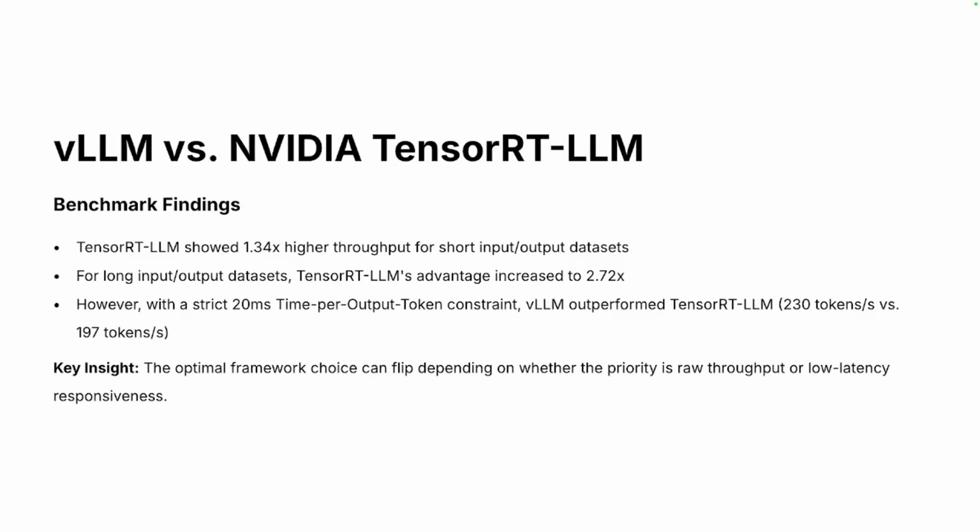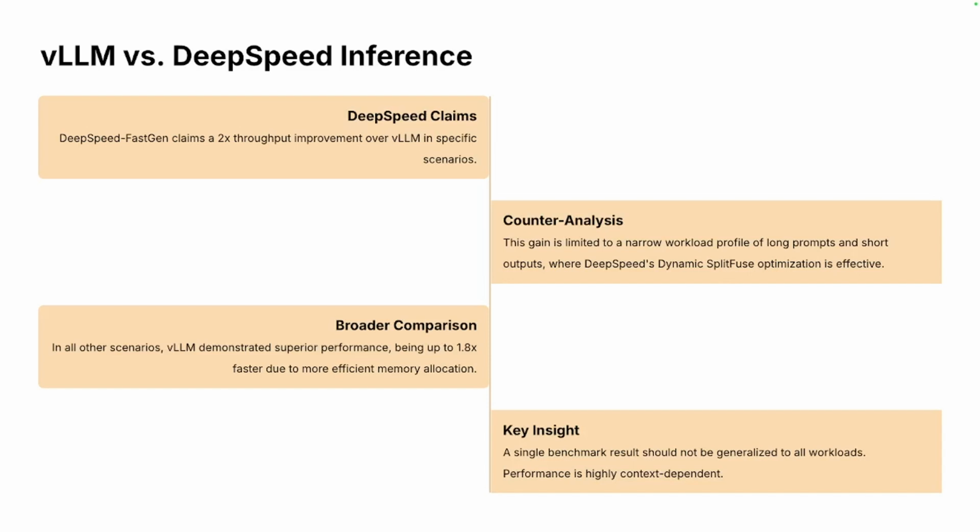So the takeaway from this benchmarking was that the optimal framework depends again on the use case. If you are serving long documents or prioritizing throughput at scale, TensorRT-LLM may be a better fit. But if you are targeting fast interactive experiences like a chatbot, vLLM could offer better performance. Now, vLLM versus DeepSpeed. DeepSpeed recently introduced FastGen, claiming that it can have up to 2x throughput improvement over vLLM.